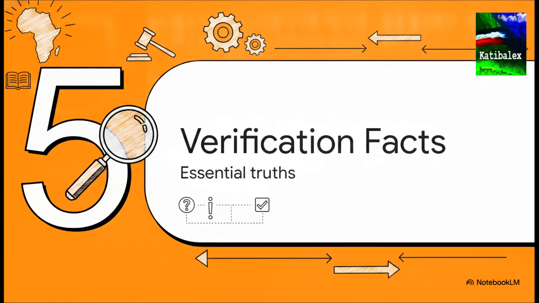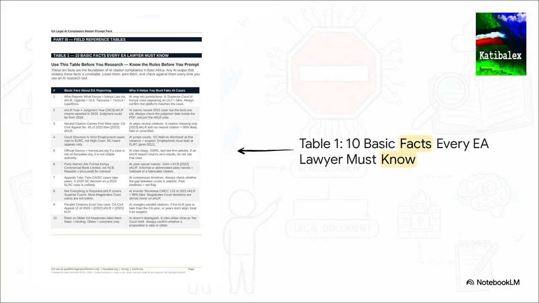Moving on to Section 5, the 10 basic verification facts. This field reference table reveals some critical truths about legal reporting. For example, fact number 2, the EKLR reporting year is often completely different from the actual judgment year. An AI might confidently claim it found a recent 2023 case because it sees 2023 in the EKLR bracket. But actually, if you pull up the PDF, the judgment itself could have been decided back in 2018. Always check the PDF date.